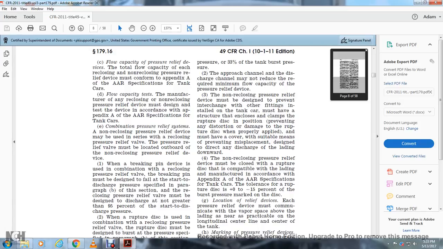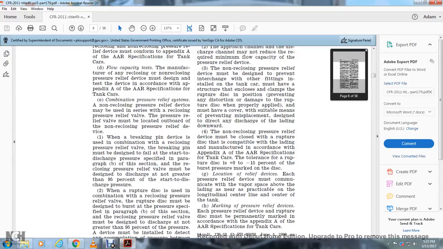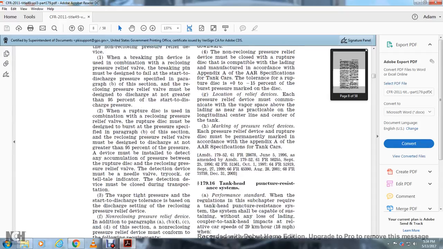Combination pressure relief valve: a non-reclosing pressure relief device may be used with a reclosing pressure relief valve. The pressure relief valve must be located outboard of the non-reclosing pressure relief device. When a breaking pin device is used in combination with a reclosing pressure relief valve, the break pin must be designed to fail at the start to discharge pressure specified in paragraph B of the section. The reclosing pressure relief valve must be designed to discharge at not greater than 95% of the start to discharge pressure. When a rupture disc is used in combination with a reclosing pressure relief valve, the rupture disc must be designed to burst at the pressure specified in paragraph B of the section.